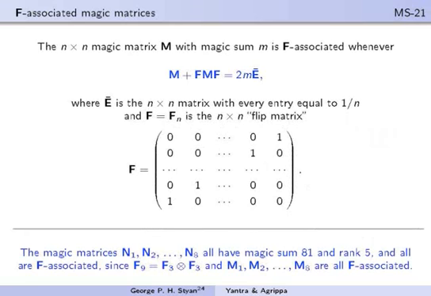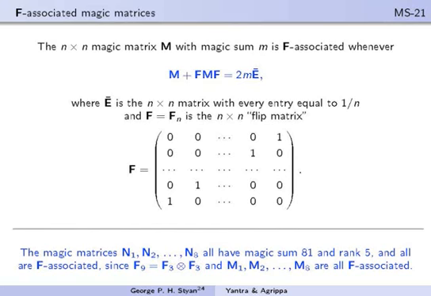The n by n magic matrix M with magic sum little m is said to be F associated whenever M plus FMF is 2 times the magic sum times the matrix with every element equal to 1 over n. So M plus FMF, every element is equal to 2m over n. And F is, as before, the flip matrix, the reverse identity matrix with 1s on the backwards diagonal.